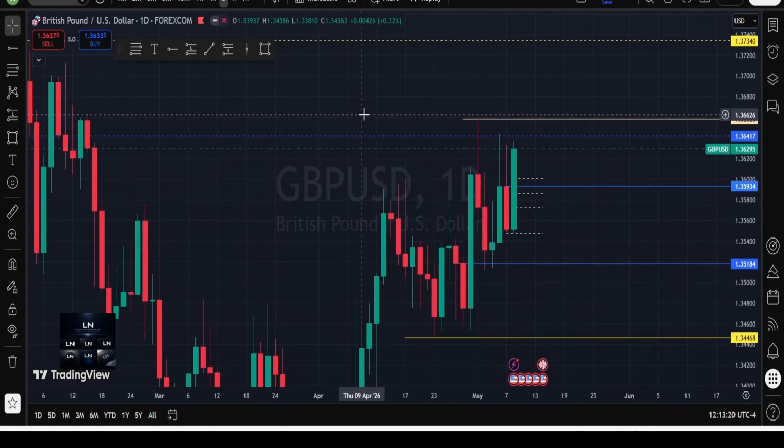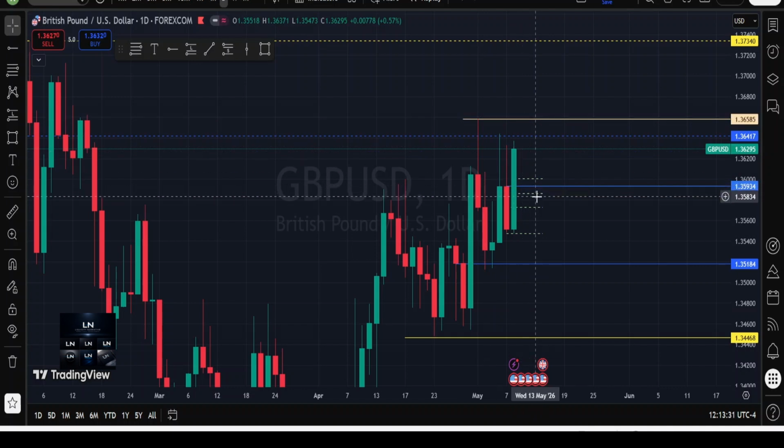So our eyes are still on this level. What do we want to see? We want to see price being drawn to this level. The question now is, will price get to this level before going back to rebalance itself, or will price rebalance itself before getting to this level? That's the reason we map out all the areas where liquidity is.